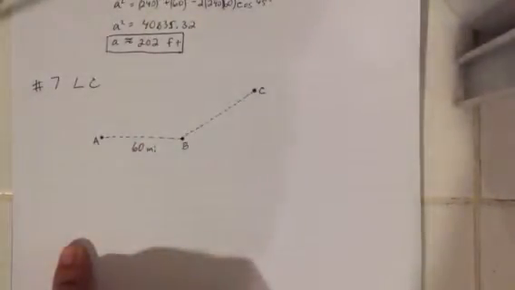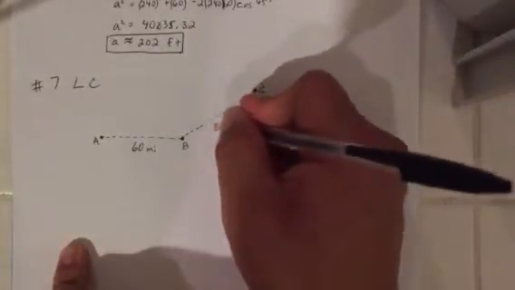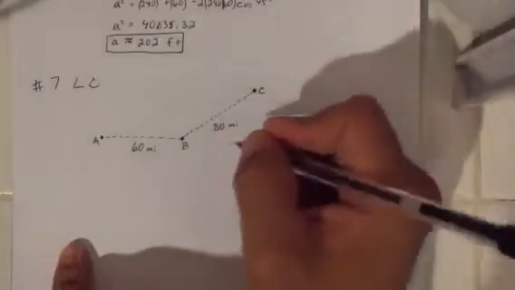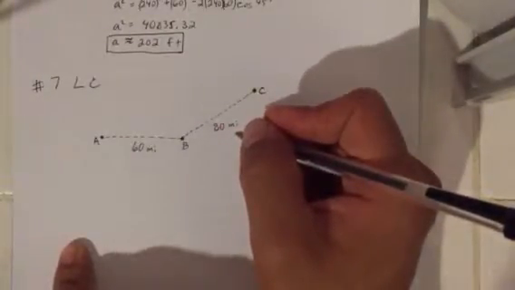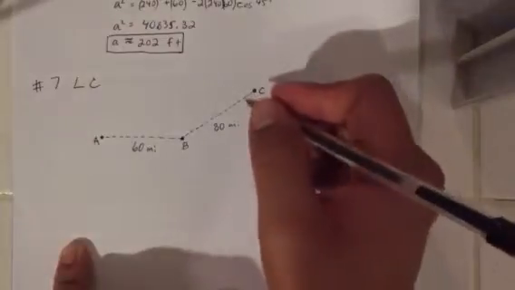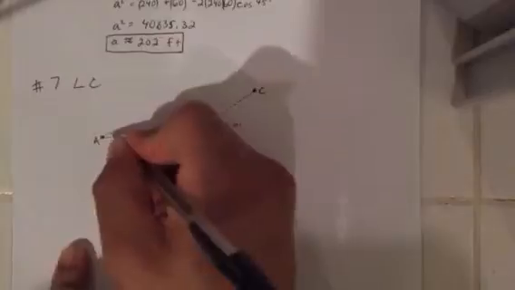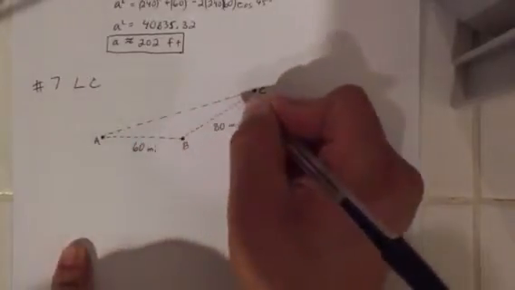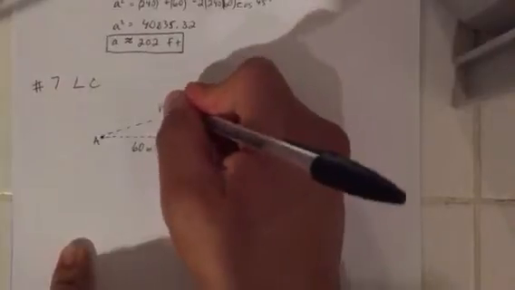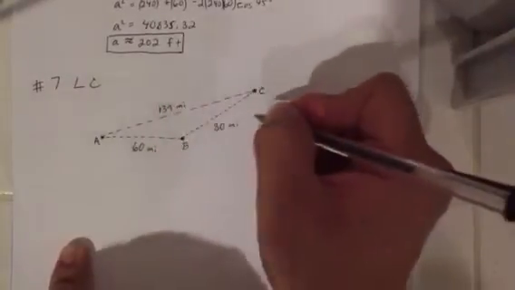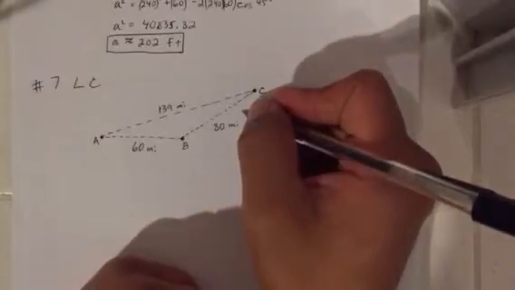Okay, then it said that it traveled 80 miles in the new direction. And they said that once it got there, the distance between the starting point and the place where it ended is 139 miles. Okay, so we end up with this picture right here.